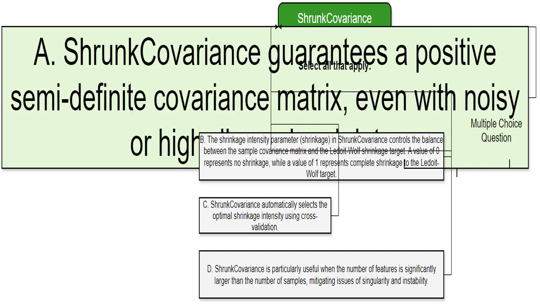I'm checking whether ShrunkCovariance always produces a valid covariance matrix. A positive semi-definite matrix is a must in many statistical applications, and ShrunkCovariance ensures this. Even if my data is noisy or has many dimensions, this is a major benefit.